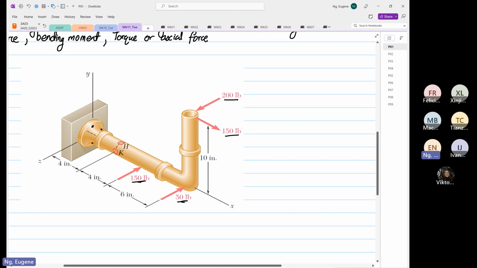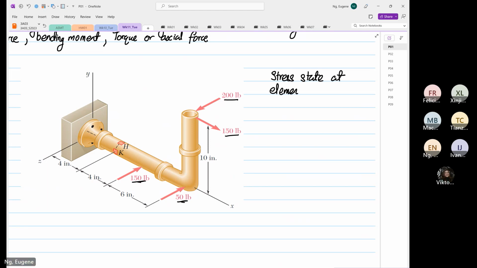I want you to focus on this figure over here, and we want to find the stress state at elements H and K. So this is element H and K over here, as you can see. Once you have identified elements H and K, you have to do the following steps.